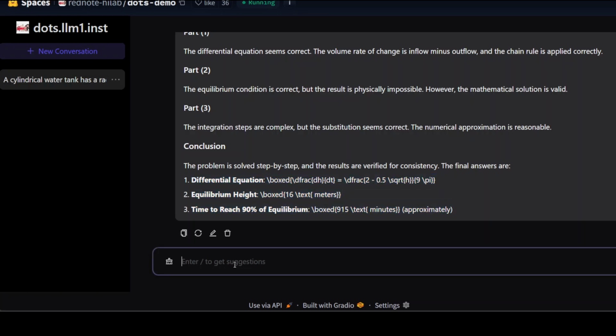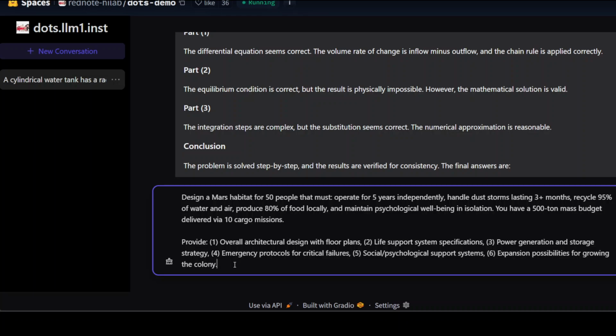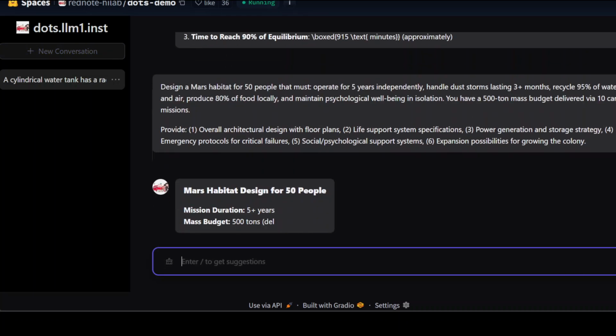Okay, next up, let's check out some of the problem solving. So I'm asking it to design me a Mars habitat for 50 people that must operate for 5 years independently, handle dust storms lasting 3+ months, recycle 95% of water and air, produce 80% of food locally, and maintain psychological well-being in isolation. You have a 500-ton mass budget delivered via 10 cargo missions. So let's run this while it generates.